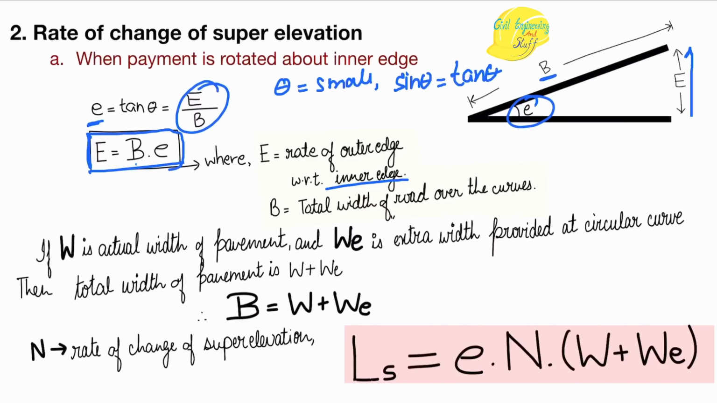So if a part of the road is widened by a factor, extra width is provided, the extra width is WE, and W is the actual width of the road, then the width of the road becomes W plus WE. So the length of the transition curve in such a scenario becomes L equal to E into N into (W plus WE), and N is the rate of change of super elevation.